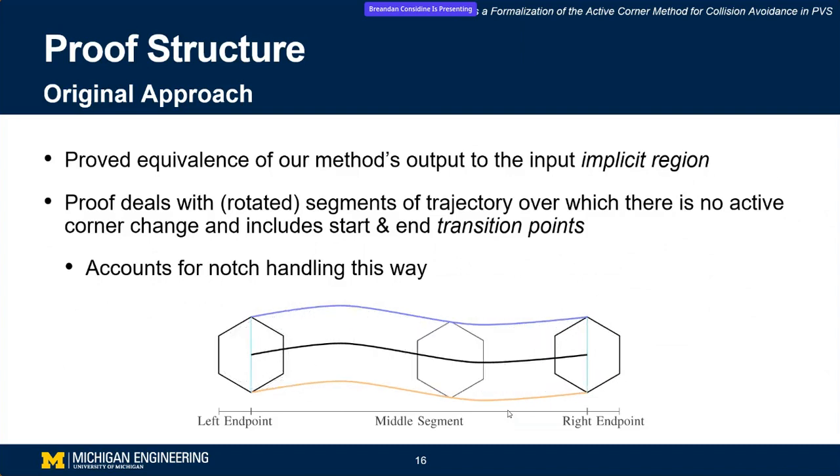What I want to convince you of is that in building our proof, we've directly handled the way that our algorithm accounts for the notch, right? Most of the time you're following the active corners, but at a few key places, you build in the shape of the polygon. And the proof really orients itself around that, to start and end at places where we account for the notch.